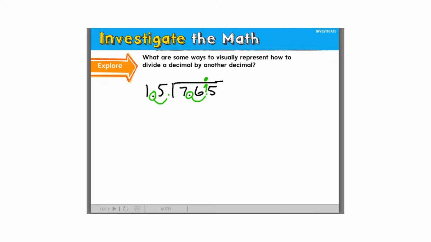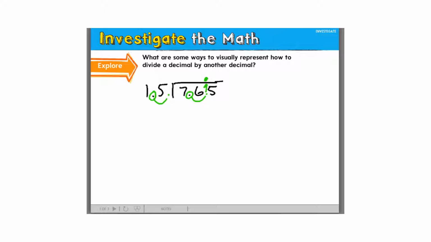So if you have to move it once, move it once. If you have to move it twice, move it twice. If you have to move it 3 times, move it 3 times. But whatever you do to this number, you have to do the same thing to this number. So I move that once. So I take this decimal and I move it once. Then I bump it up into the answer. Okay? Now I can divide.